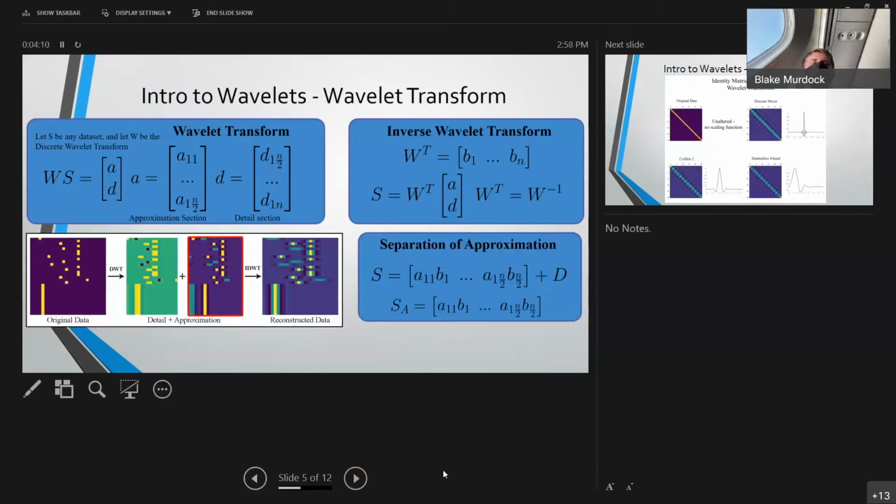So for wavelets, what's the wavelet transform? Specifically, the discrete wavelet transform that I'm using, when placed on a data set, separates the data set into an A and a D part. We'll call it that. A is the approximation, D is the detail section. If you look at the bottom left, we have our starting matrix, and it's separated into these two parts. On the left, the greenish part is the detail, and the right is the approximation.